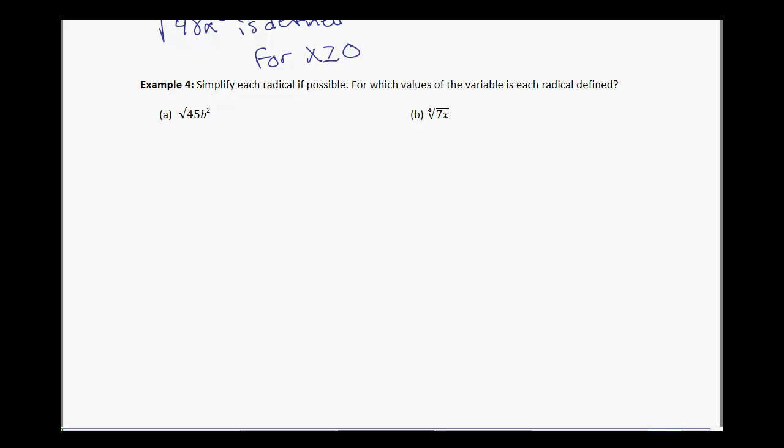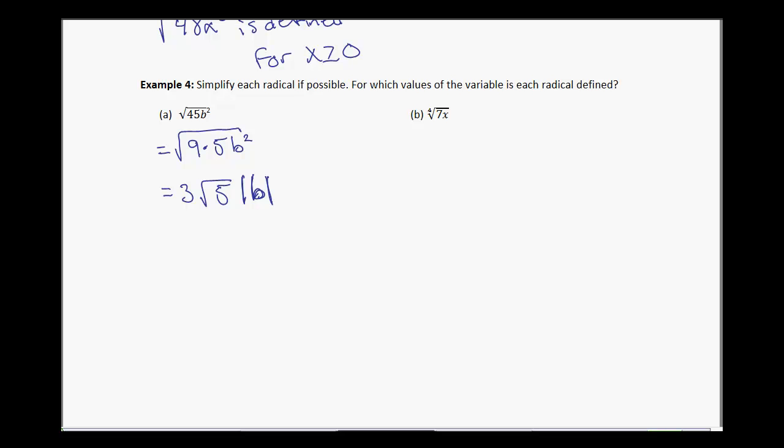Simplify each radical if possible. For which values of the variable is each radical defined? Alright, part A gives us square root of 45b squared. So, first thing I notice is we can apply our multiplication property rule. 45 can be split to perfect square 9 and 5 with b squared. Now when we're taking out our 9 perfect square, we can also take out our b squared. But remember, the square root of a variable squared is the absolute value of the variable. So we're going to write this as 3 square root 5 absolute value of b. And that'll be our final answer.